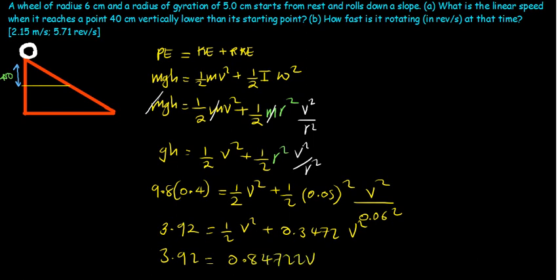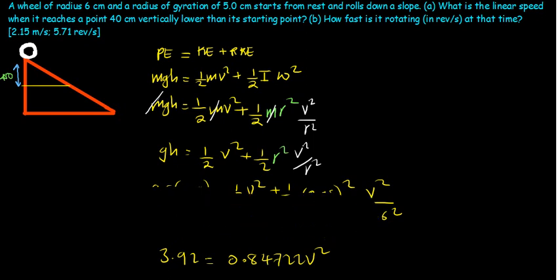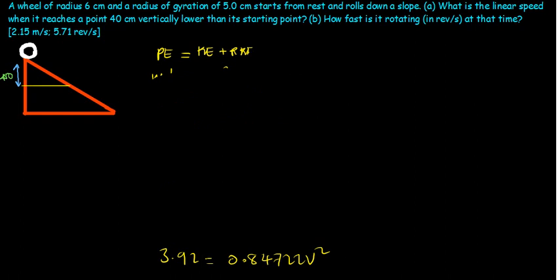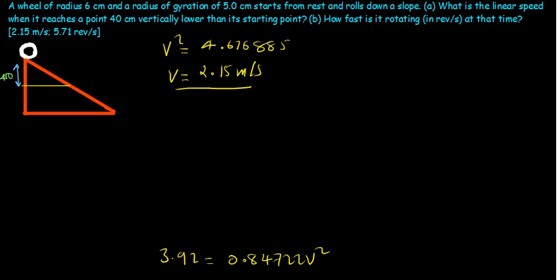So we're getting 0.84722 v squared. Now to remain with v squared, I would divide both sides by 0.847, and that is going to give us v squared being equal to 3.92 divided by 0.8472, that is 4.626885. So to remain with v, I'm going to take the square root on both sides, and that is going to give us 2.15. This is in meters per second. So this is the velocity at which it was moving when it reached this point.